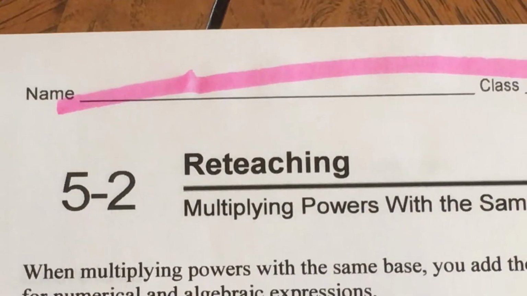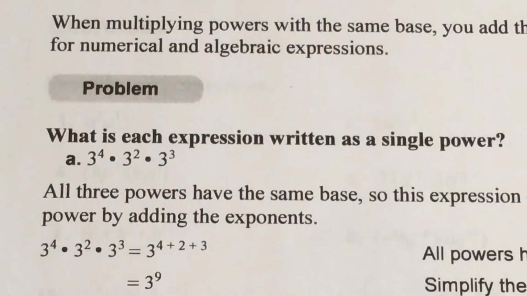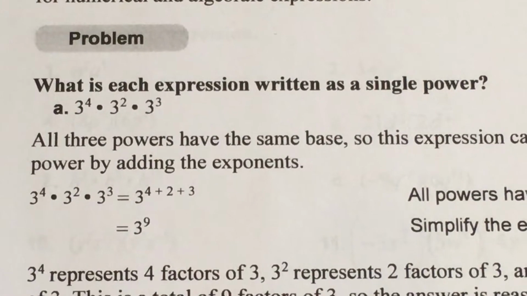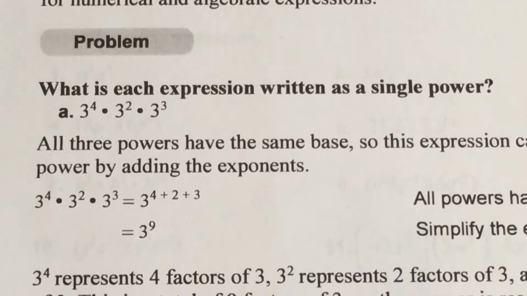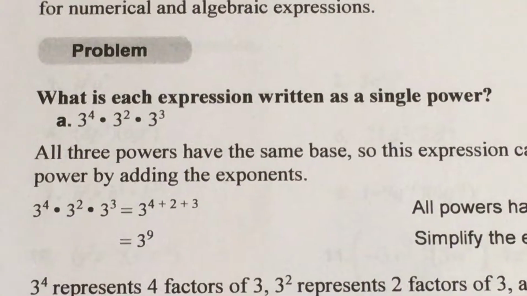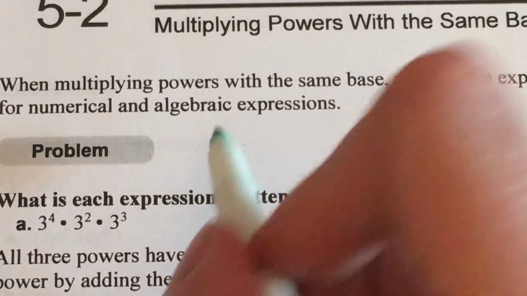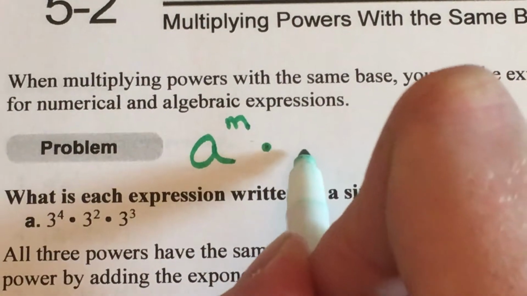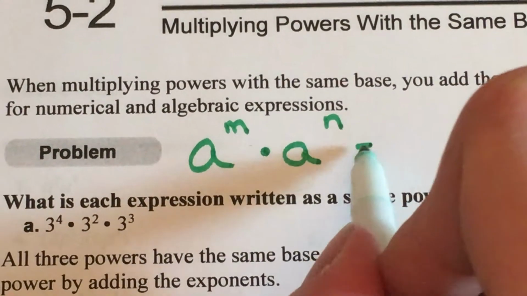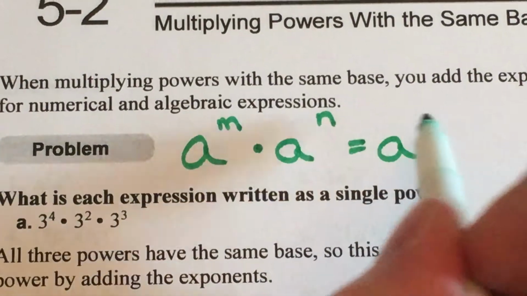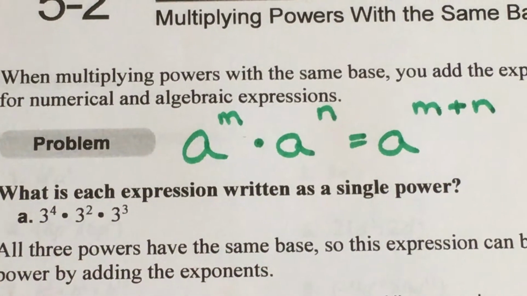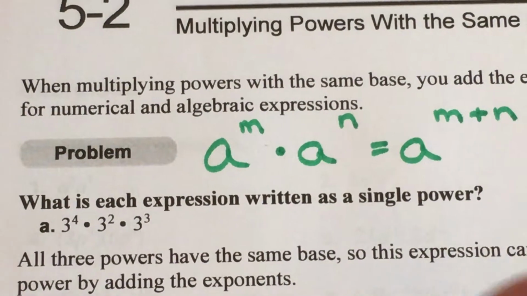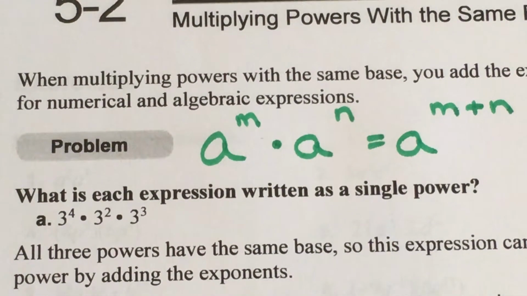All right, so in our first example, they say, what is each expression written as a single power? So in order to do this, we have to remember what the rule is anyways. So let's write it at the top of our paper. The rule is a to the m times a to the n is equal to a to the m plus n. There you go. So if you multiply both of the bases, you add the exponents together. That's what we're doing.